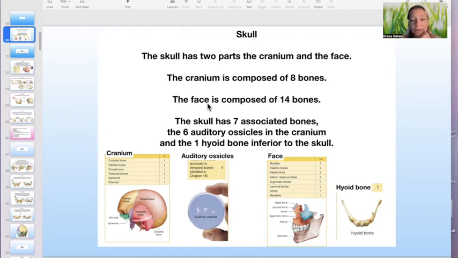But I digress. Anyway, the face is composed of 14 bones. The skull has 7 associated bones. The 6 auditory ossicles in the cranium, 3 on each side. These are just the middle ear bones, so not so bad. That 1 hyoid bone inferior to the skull under the mandible. We're going to break it down.